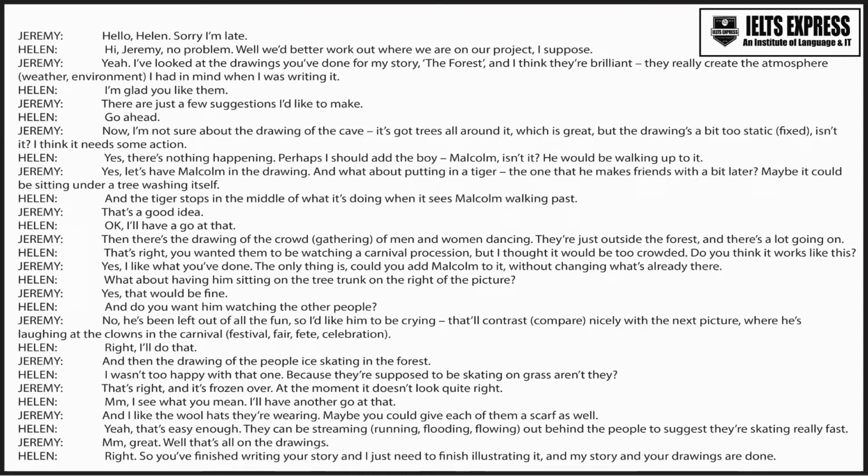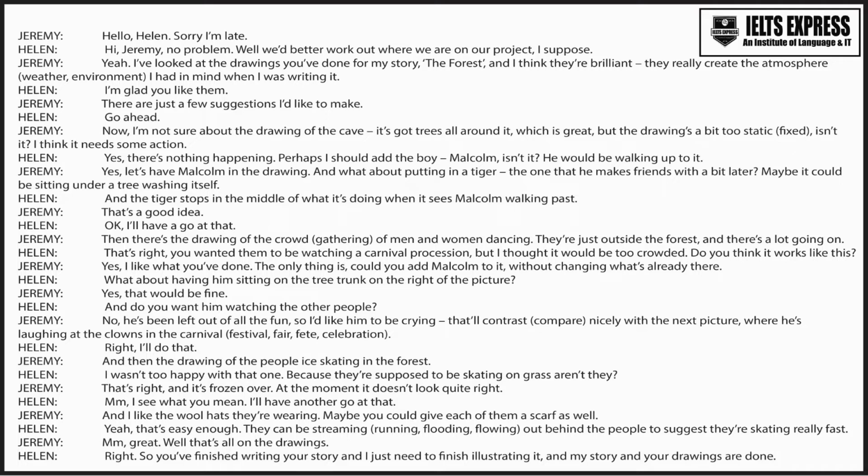What about having him sitting on the tree trunk on the right of the picture? Yes, that would be fine. And do you want him watching the other people? No, he's been left out of all the fun, so I'd like him to be crying. That'll contrast nicely with the next picture where he's laughing at the clowns in the carnival.